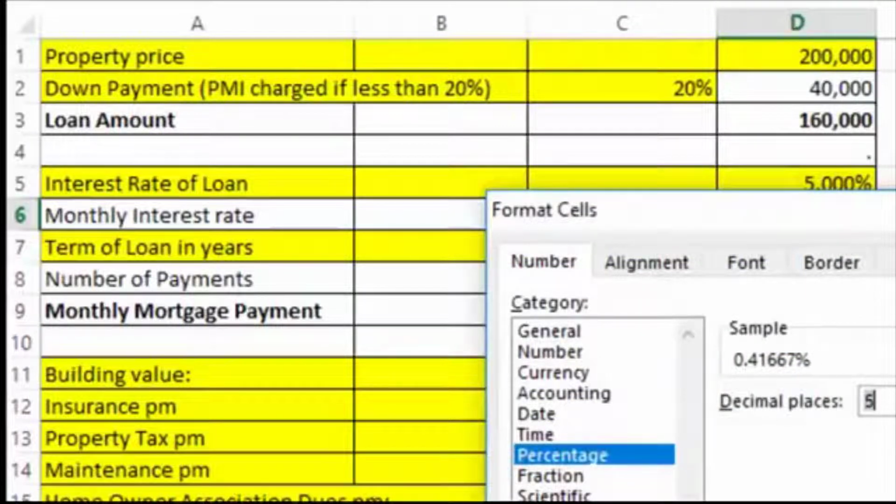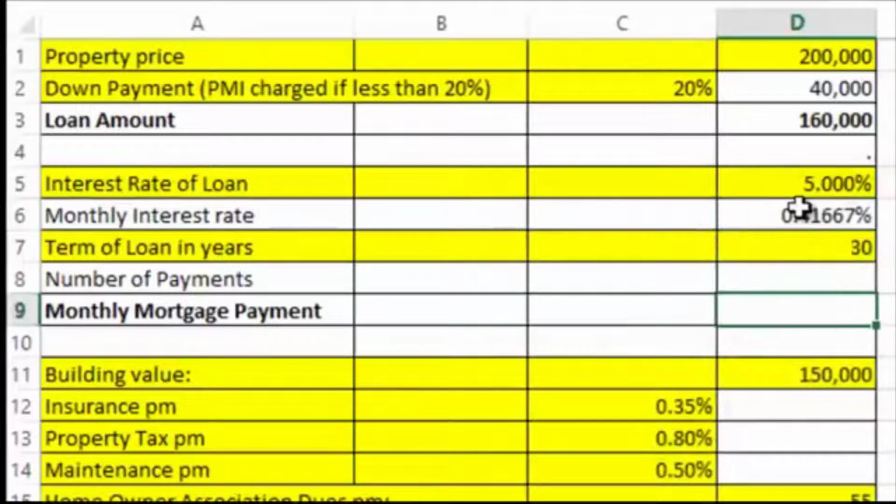The spreadsheet itself is going to remember this number to a very high level of accuracy, to many, many decimal points, even though it's only displayed with a few. So it doesn't matter what you actually see with your eyes. Your spreadsheet will store that number as a very accurate decimal. So the term of the loan in years I've given as 30 years, because that's common.